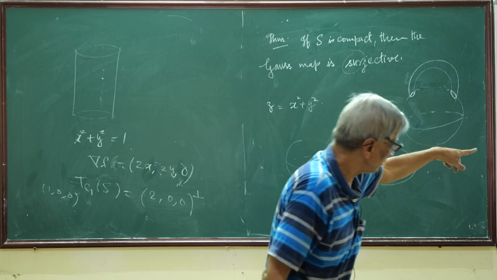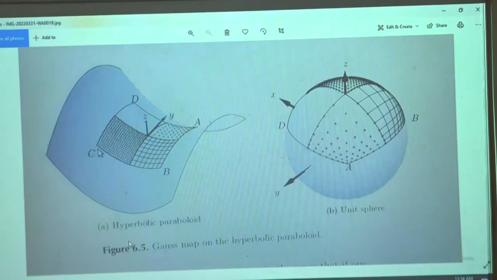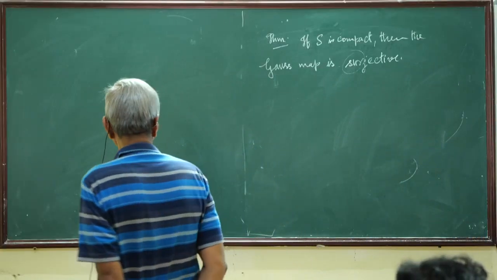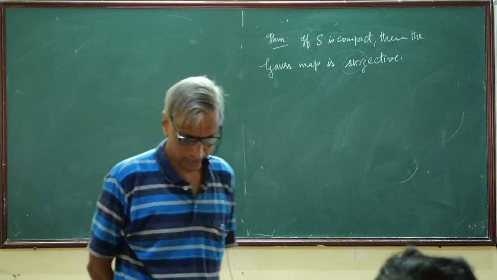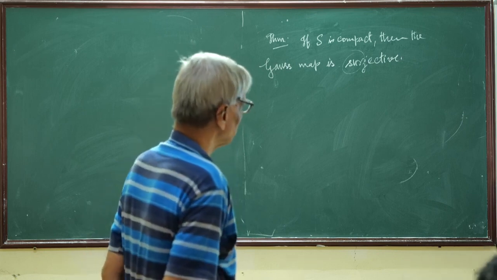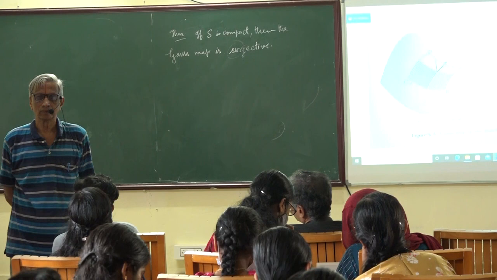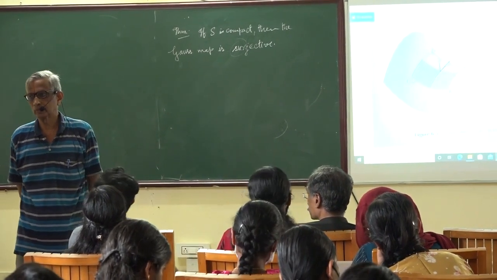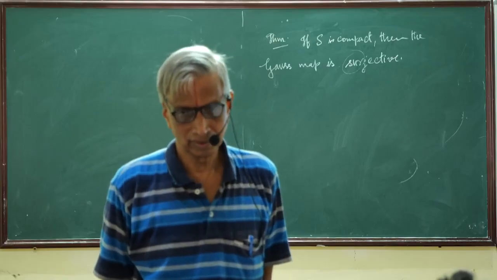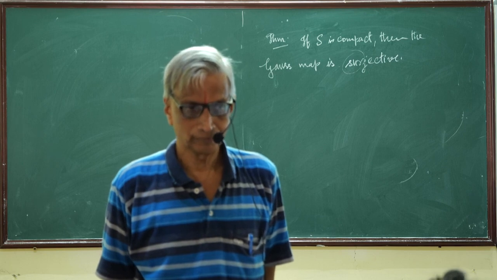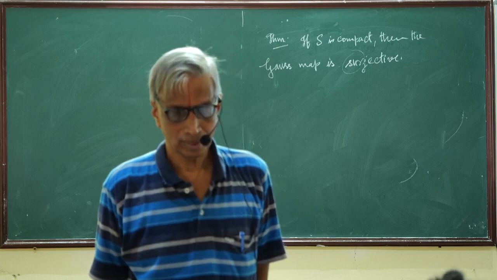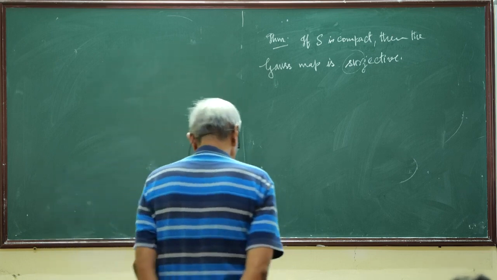I think you had a picture for another surface also of this kind, the image of the Gauss map. So now we come to the most important part of this. So you have the Gauss map, which is a smooth map. So you can talk of the derivative of the Gauss map. So what is it?